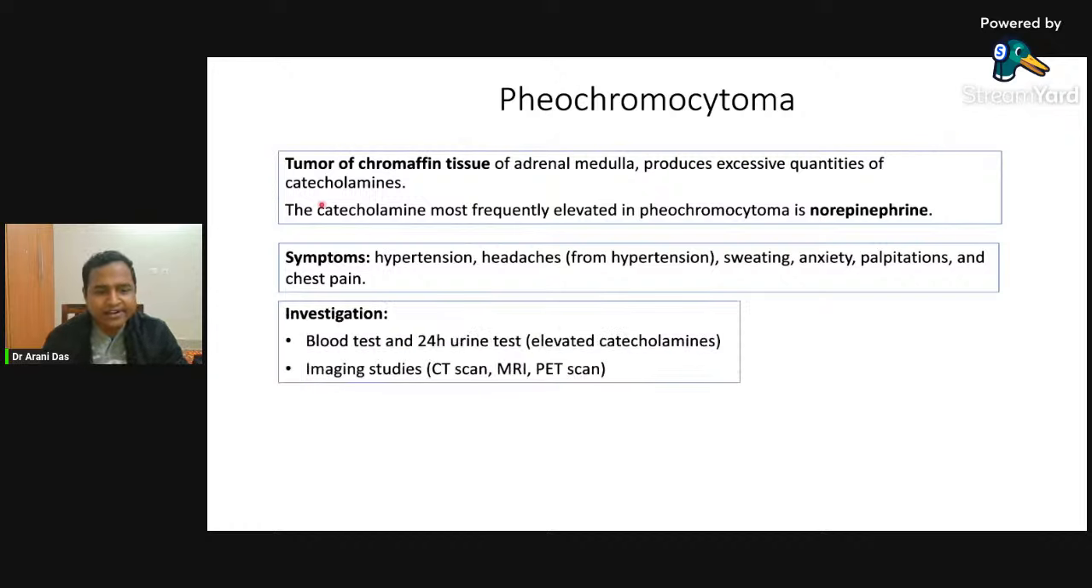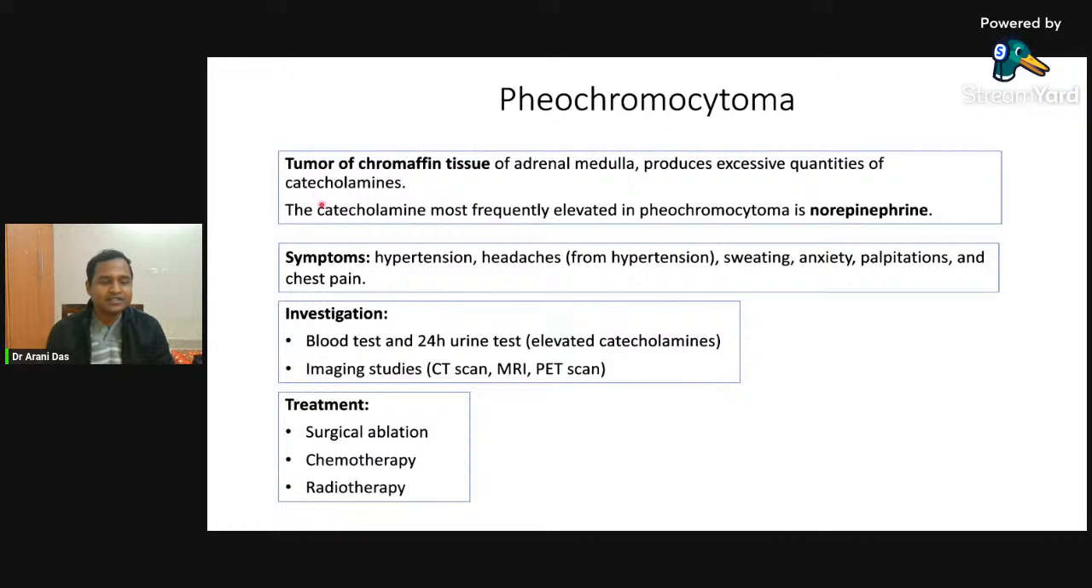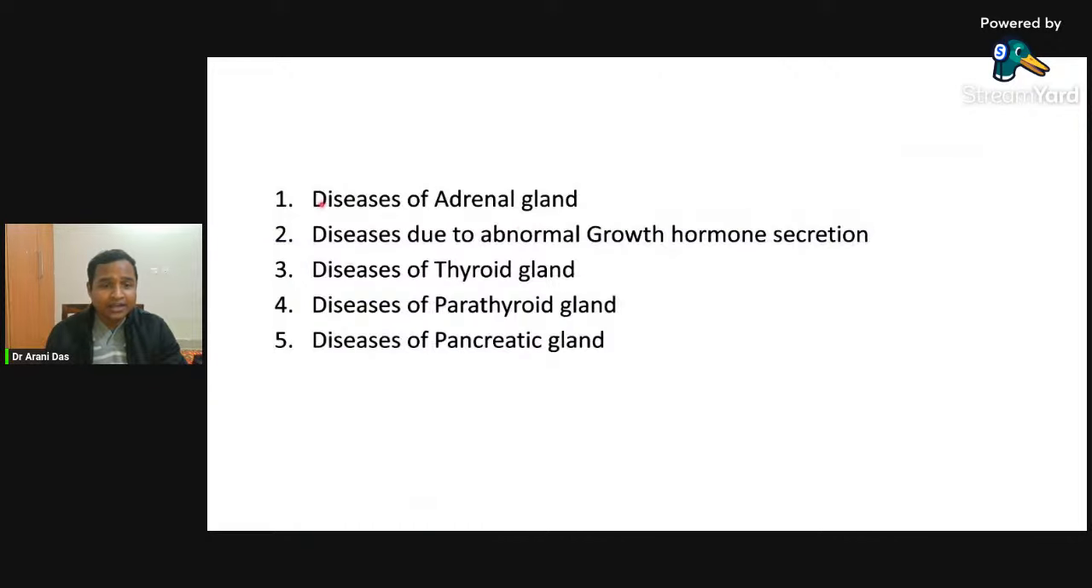Investigations, how to identify it: blood and 24-hour urine tests show elevated catecholamines, and imaging studies may show the tumor of chromaffin tissue in the adrenal medulla. The treatment option is surgical ablation of the tumor, chemotherapy and radiotherapy. So for all these adenomas in any disease, the treatment option is surgical ablation, and some chemotherapy and radiotherapy is also possible. This is all about diseases of the adrenal gland. So we have completed the first.